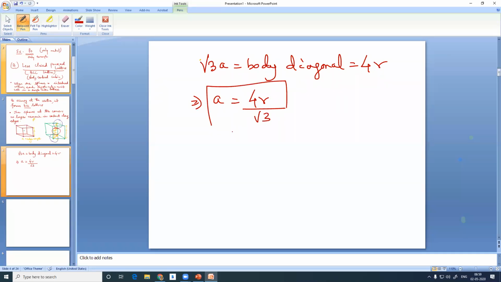So this is the relationship you have to remember. You need not remember A is equal to 4R by root 3. Simply remember the body diagonal root 3A is equal to 4R. That will be good enough to find R from A or A from R. Right? You have to remember that.